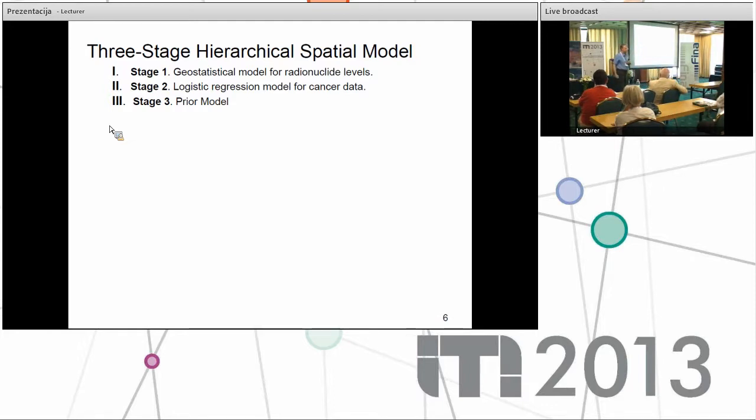We're going to use that geostatistical model to predict, but with error, the radiation levels at the households where the cancer cases are found. And then we'll look at a logistic regression model for the pattern of the cancers themselves, essentially conditional on the demographic characteristics of the subjects, as well as the predicted levels of the radiation variables, radon and uranium. Since this is a Bayesian methodology, we also have a prior model. I generally use a very non-informative prior.